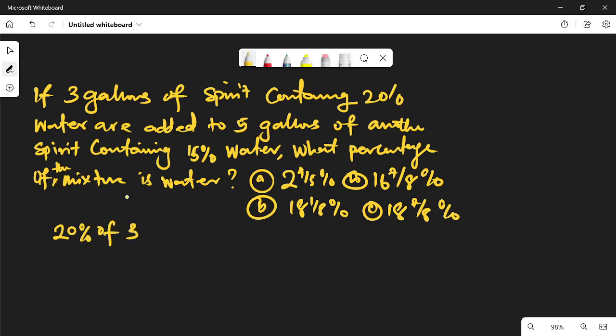And you have 5 gallons of another spirit containing 15% of water. So that simply means that 15% of 5 gallons is water. So the total ratio is going to be 3 to 5, isn't it? So that will be 8. So the total is 8 gallons. If that should be the case, what will be the total percentage of water in the 8 gallons?